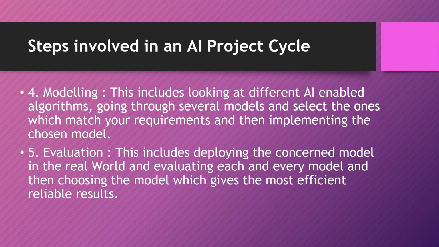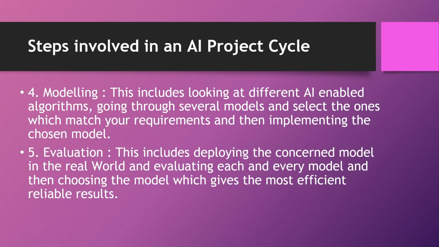Now, what is modeling? This includes looking at different AI-enabled algorithms, going through several models, selecting the ones which match your requirements, and then implementing the chosen model. So modeling basically, we frame a model for the AI project with different algorithms, and then we choose out of it. We check whether our requirements are matching or not.